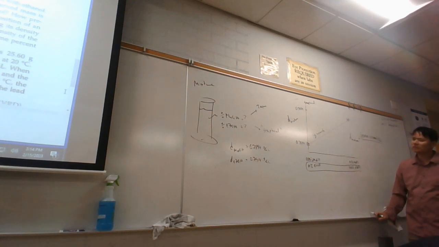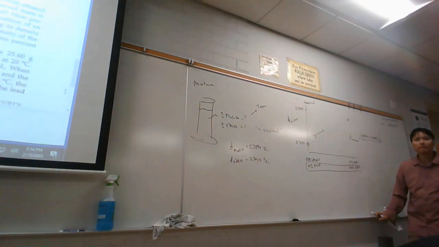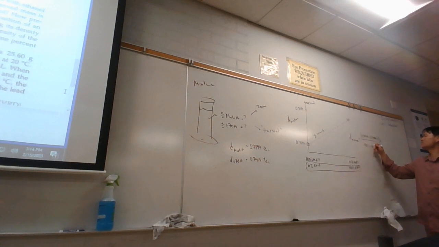Was the ethanol more dense? Did I get that right? 0.7914? Yeah? Which one was more dense, methanol or ethanol? Ethanol? Okay. And then down here it's going to be 100 minus 0% ethanol, plus the intercept. The intercept is going to be 0.7894 grams per milliliter of the mixture.